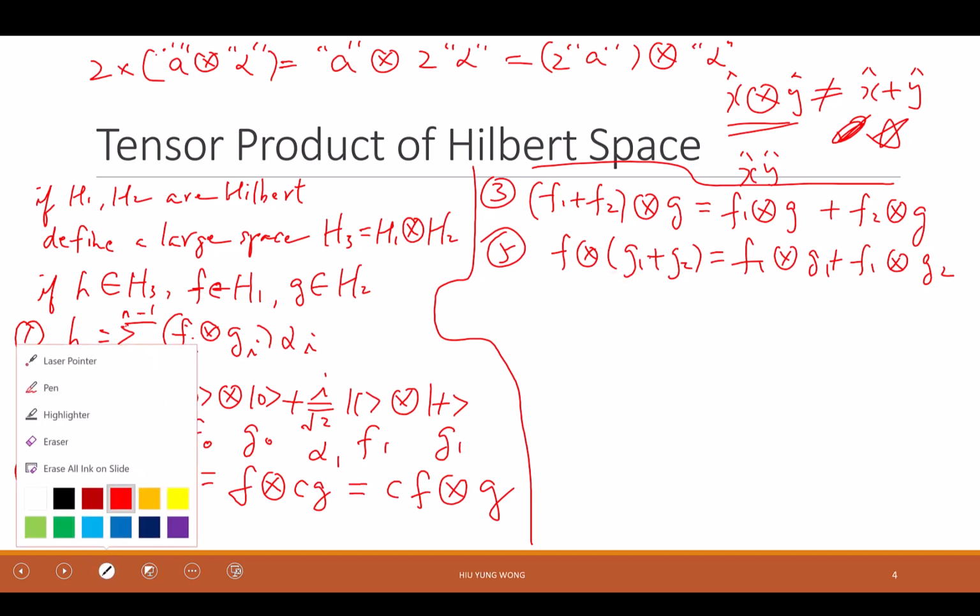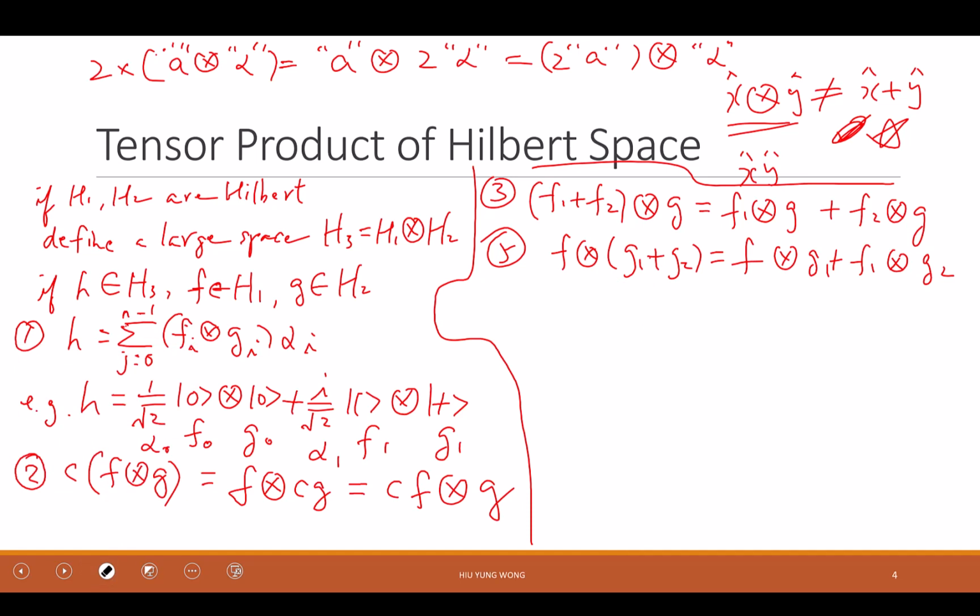Very good. So I actually have some typo here. The tensor product of F in the first space with a sum of two vectors in the second space: you sum them first and then do tensor product. It's the same as you do the tensor product individually and then sum them. Okay?